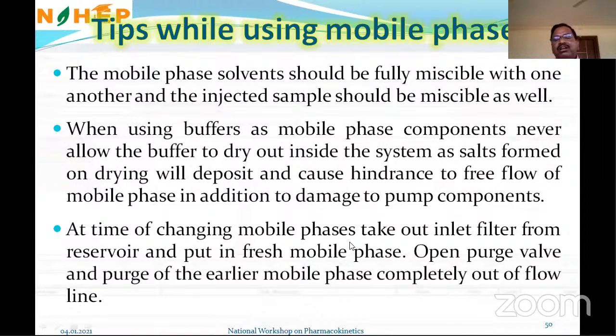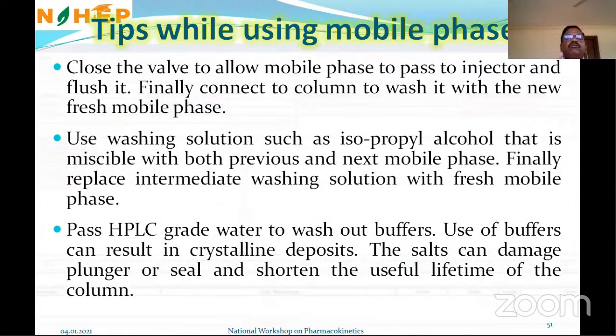At the time of changing mobile phases, take out the inlet filters from the reservoir and put them in fresh mobile phase, and open the purge valve and purge the earlier mobile phase completely out of the flow line. Like that, we have to change it, and close the valve to allow mobile phase to pass to the injector and to flush it. Finally, connect the column and wash it with the new fresh mobile phase. Like that, we have to remove all previous mobile phase from the pump and from the injector, and then allow a fresh mobile phase to run into the column.